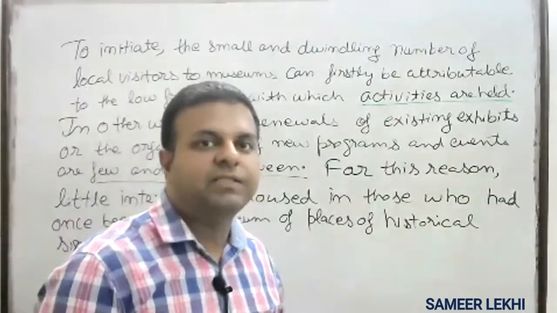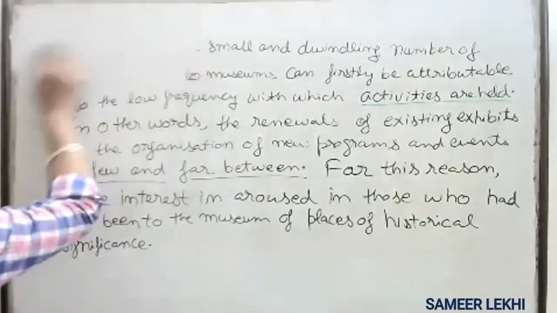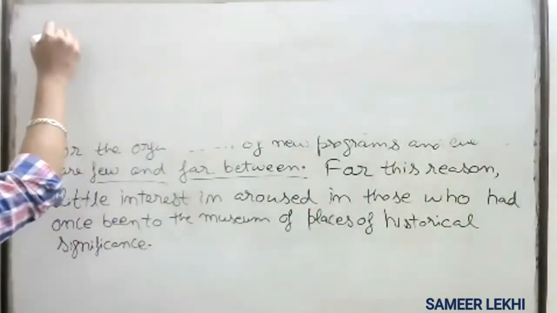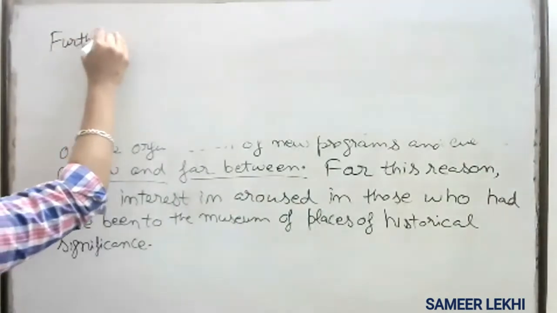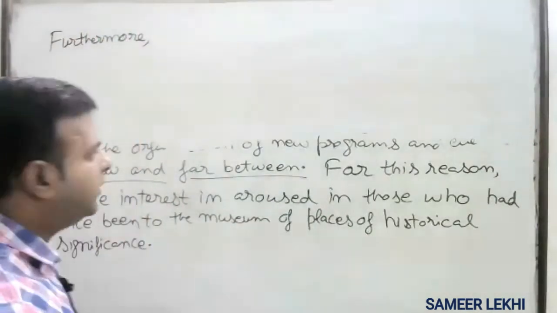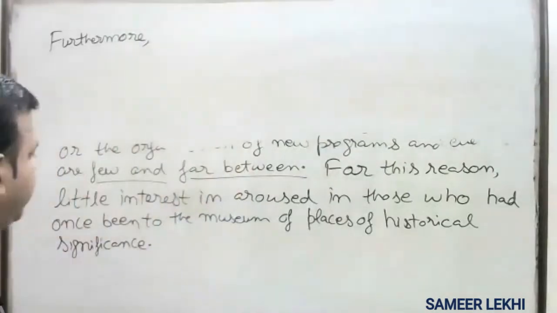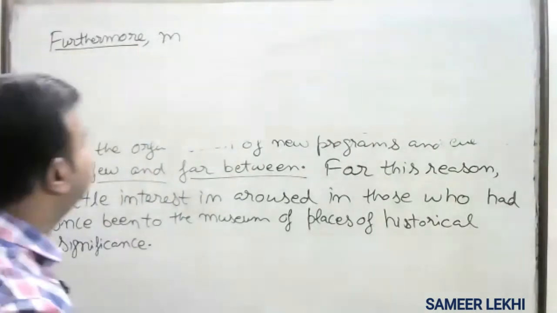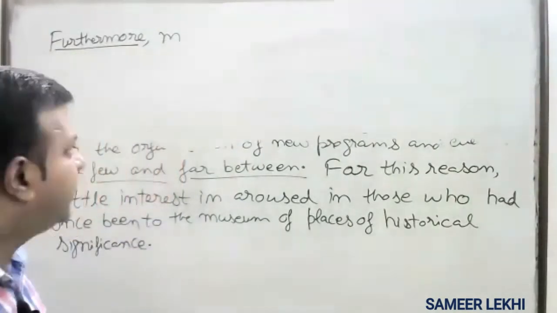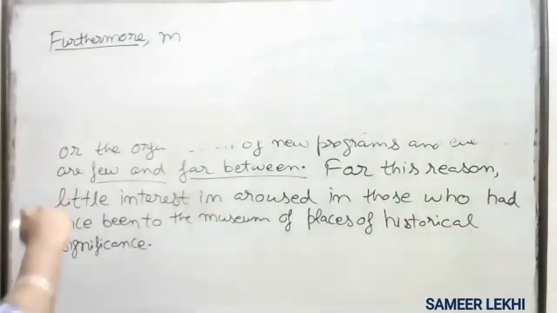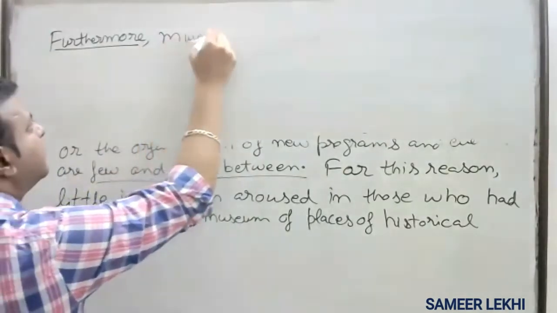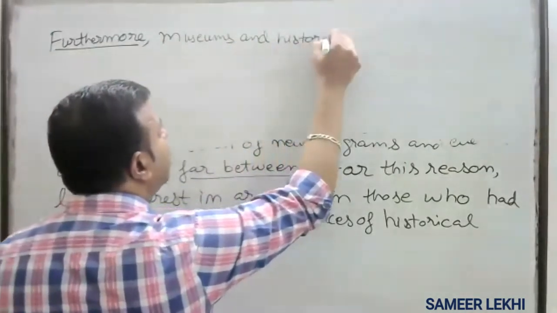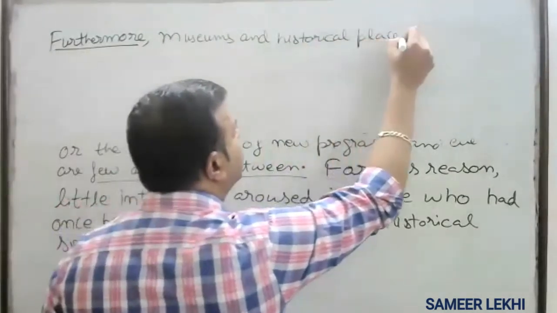Now, after this, let's write one more point. Okay. Furthermore, we have spoken about admission charge. So let's write about them. Furthermore, these things are very necessary in your task too. Okay. These are connecting devices, comes under lexical resources. Do remember. Furthermore, museums and historical places. Now, what do?